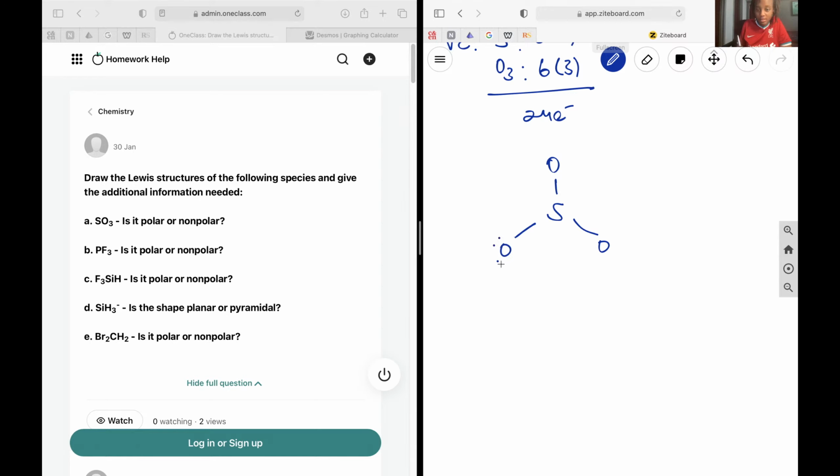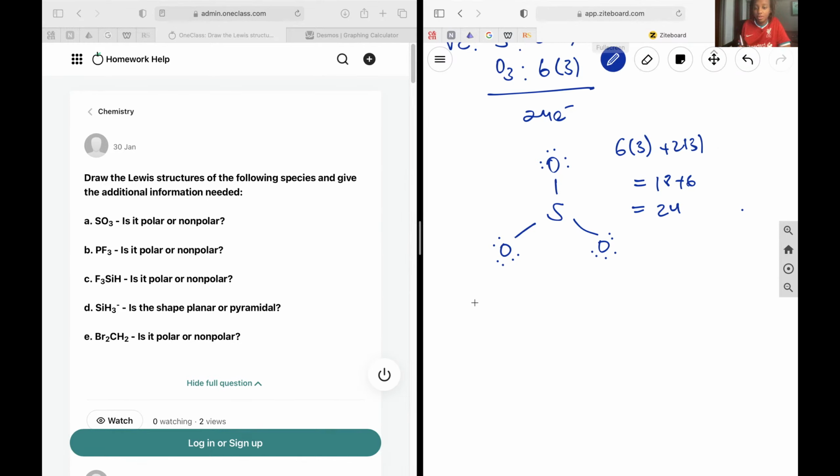Let's fill in our octets. Okay, and now let's check. We have 6 by 3 because of each of the lone pairs on each oxygen, plus 2 by 3 because of the bonding pairs, plus 2. That's going to give me 18 plus 6 plus 2. And that is 24 plus 2, which is 26. I have too many electrons. And so I'm going to get rid of this lone pair on the sulfur. And that will leave me with the desired 24.